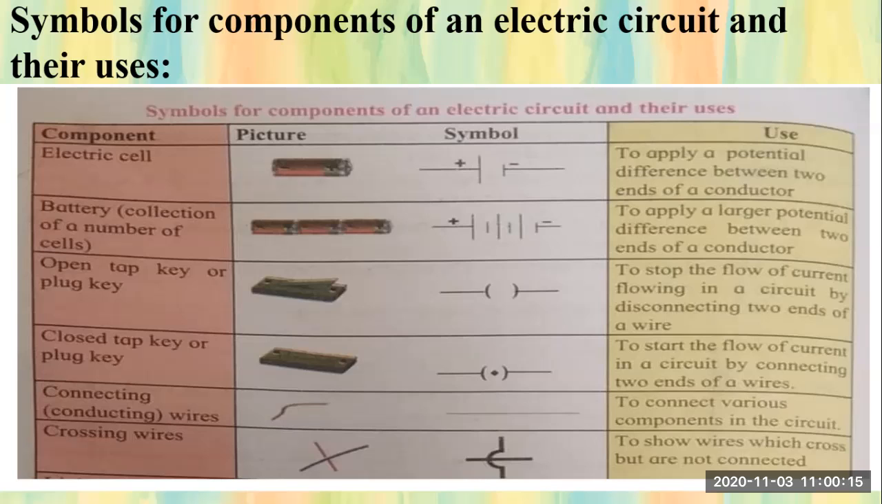Now what is the use of using a battery in our circuit? To apply a larger potential difference between two ends of the conductor. When we again require a large amount of potential difference in an electric circuit, we need a collection of a number of batteries. Now we'll go to the third point, open tap key or plug key. Now see, open tap key.